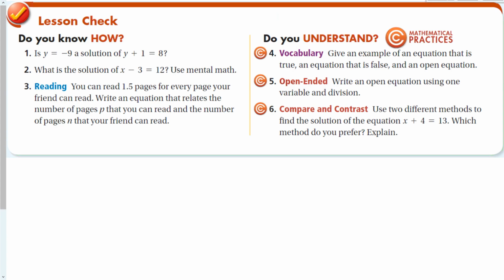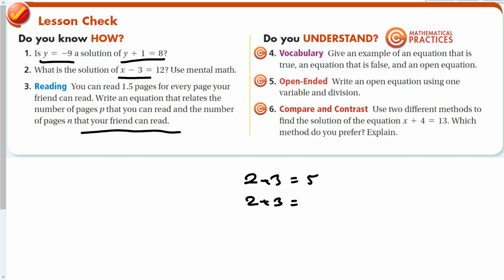Okay, so for this lesson, make sure you know how to determine if negative 9 is a solution of this equation. Just plug it in for y. To use mental math, to write an equation, write a basic equation for a problem. Give an example of an equation that's true, false, and open, right? Nice and easy. 2 plus 3 is equal to 5. That's true. 2 plus 3 is equal to 6. That's false. 2x plus 3 is equal to 7. That is open because it has the variable.